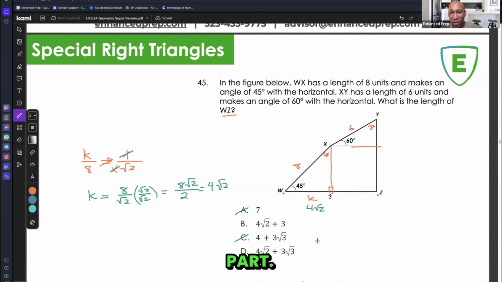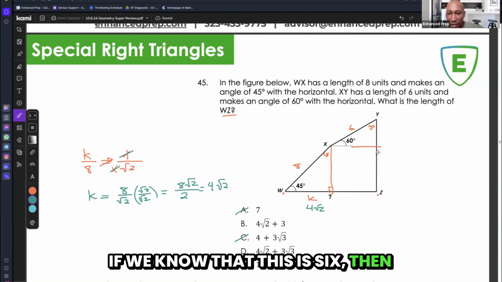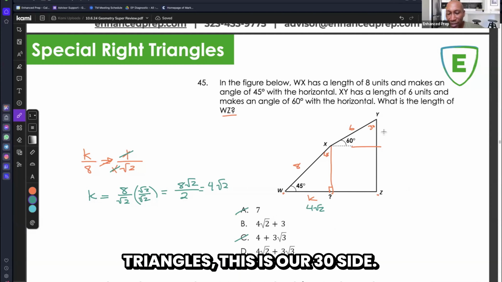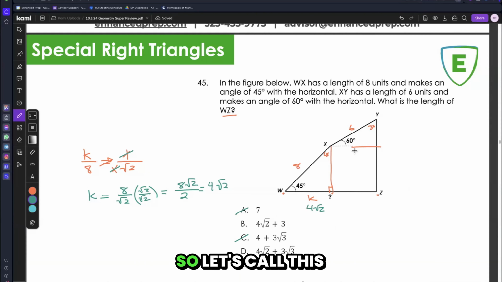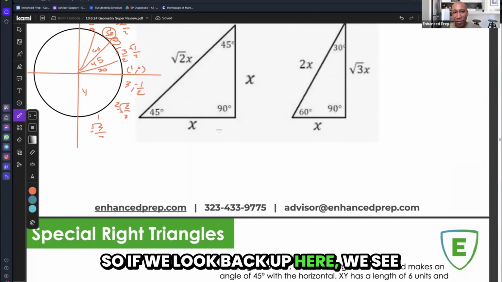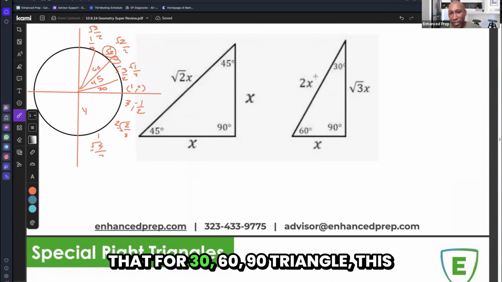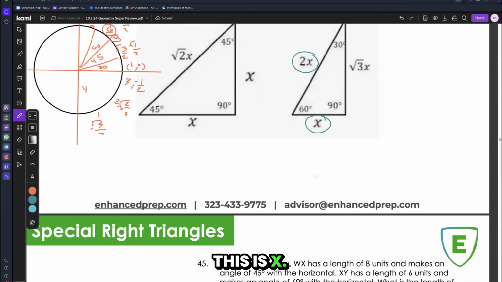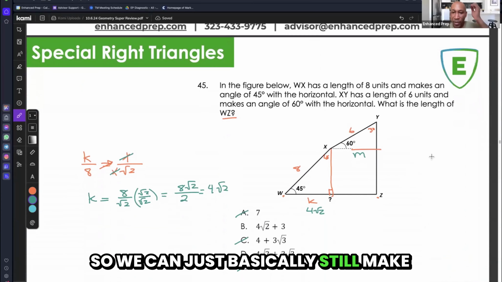And now we just have this last part. If we know that this is 6, then knowing our special right triangles, this is our 30 side. So let's call this M. So what is M? If we look back up here, we see that for a 30, 60, 90 triangle, this is 2x, this is x. So we can still make our relationship.